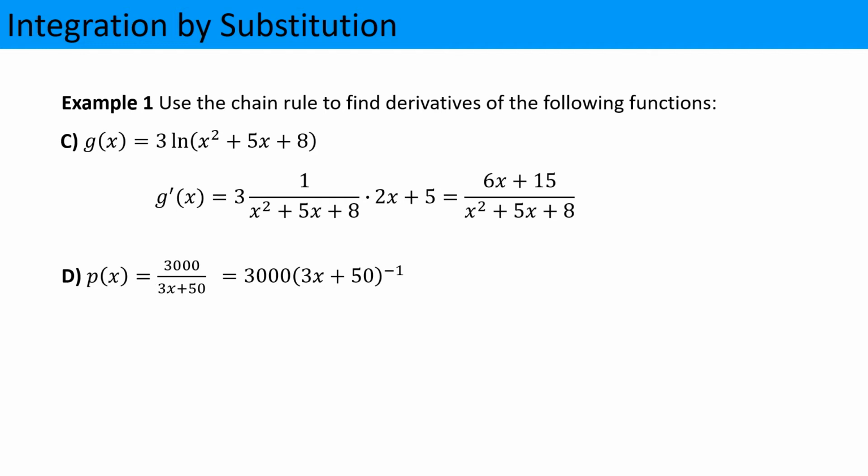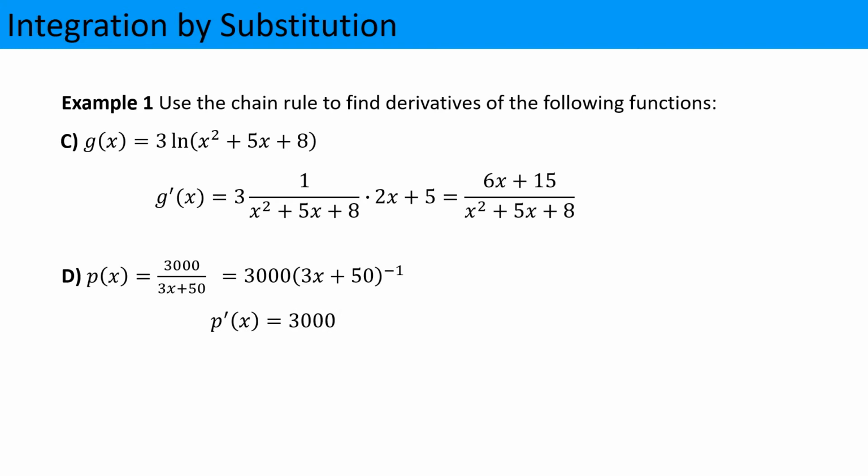And now let's go to part D. P of x equals the rational expression 3,000 divided by 3x plus 50. To avoid using the quotient rule, let's go ahead and rewrite that expression in the denominator by using a negative exponent. So you've got 3,000 times the quantity 3x plus 50 raised to the power of negative 1. When we take the derivative, we're going to have P prime of x equals, the 3,000 is a constant, it comes along for the ride. Now let's take the derivative of the actual term.